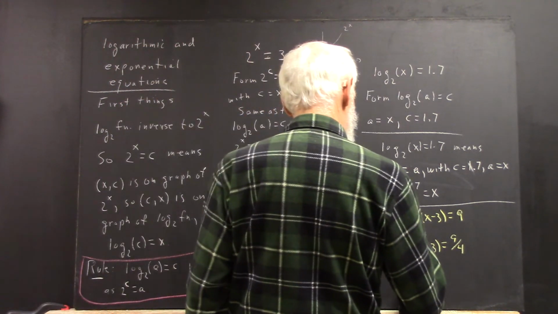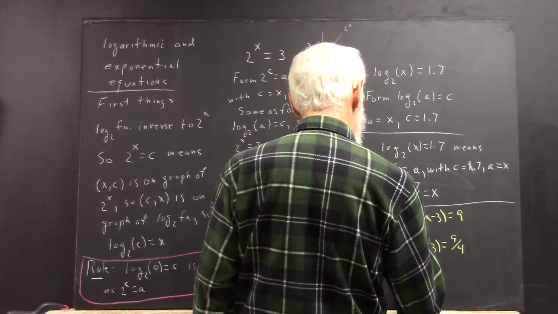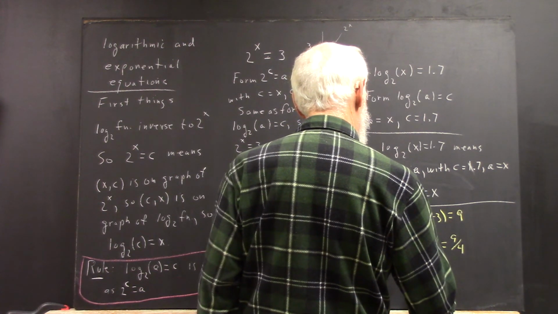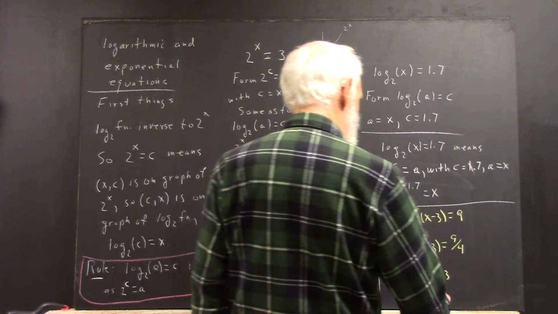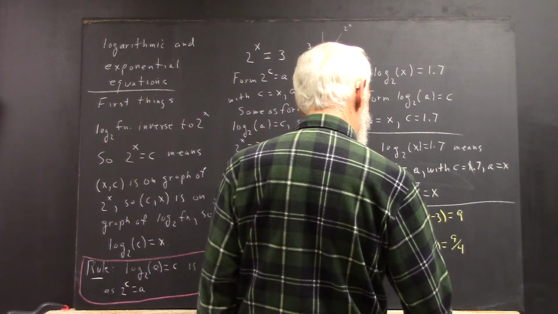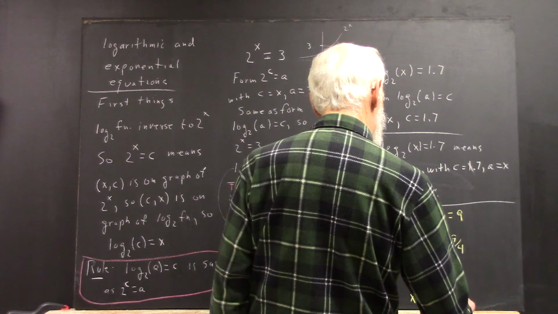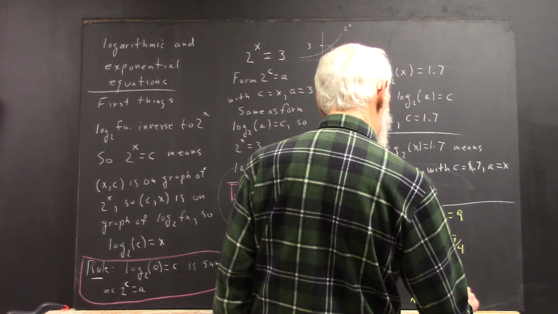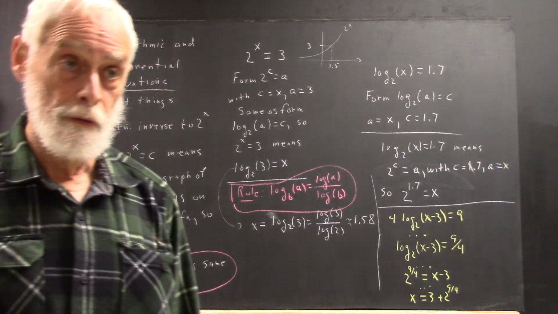Then you write that 2 to the 9/4 equals x minus 3. And then a few dots. You add 3 to both sides, in other words. You get x equals 3 plus 2 to the 9/4. And that's your solution.